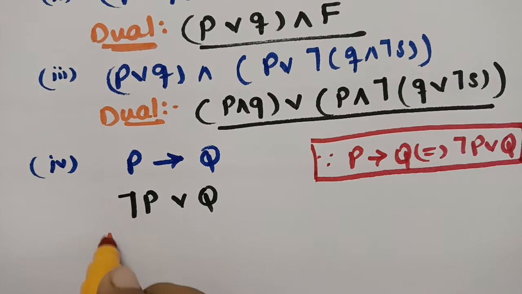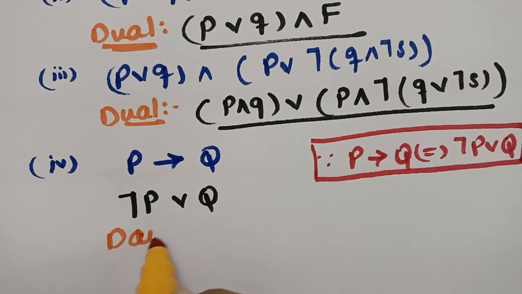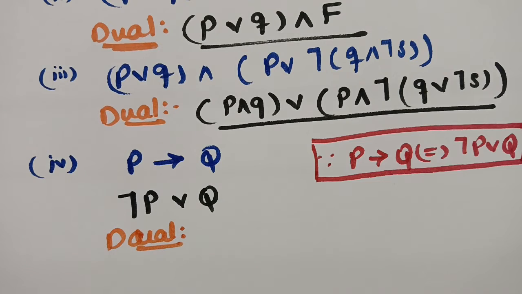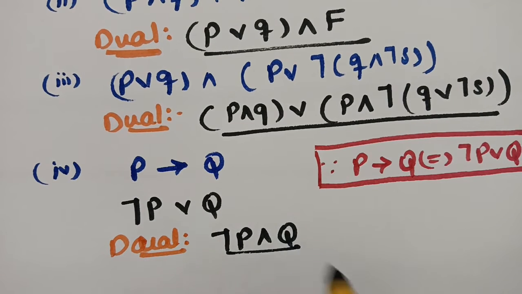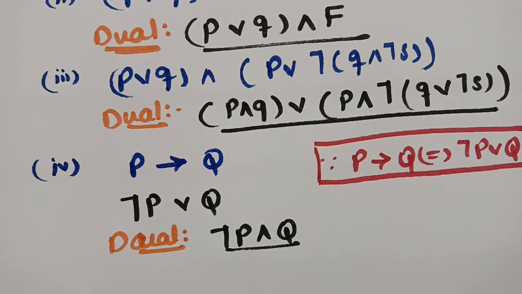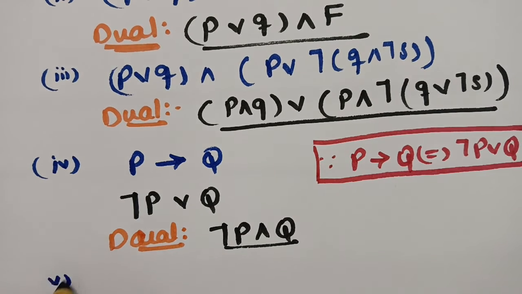So the dual for this statement will be negation P, and where there is or, replace it by and. So this will be the answer. And the next thing here is the fifth question.